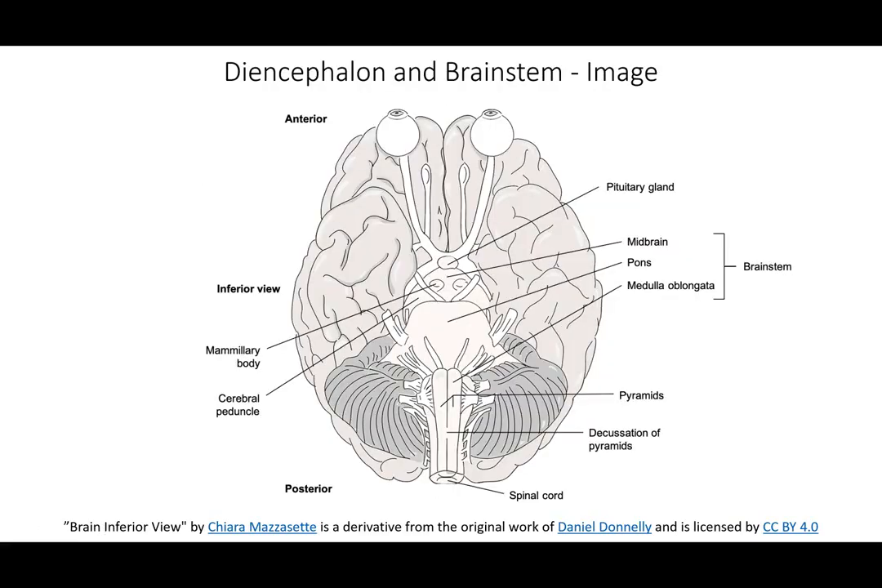And then here is an inferior view of the diencephalon and brainstem. So we're really just seeing the brainstem here. This is where that pituitary gland would be. This would be the midbrain. Pons right here, medulla oblongata down here. We've got all the cranial nerves coming off different areas of the pons and medulla oblongata. So that's mostly what we're seeing on an inferior view like this.